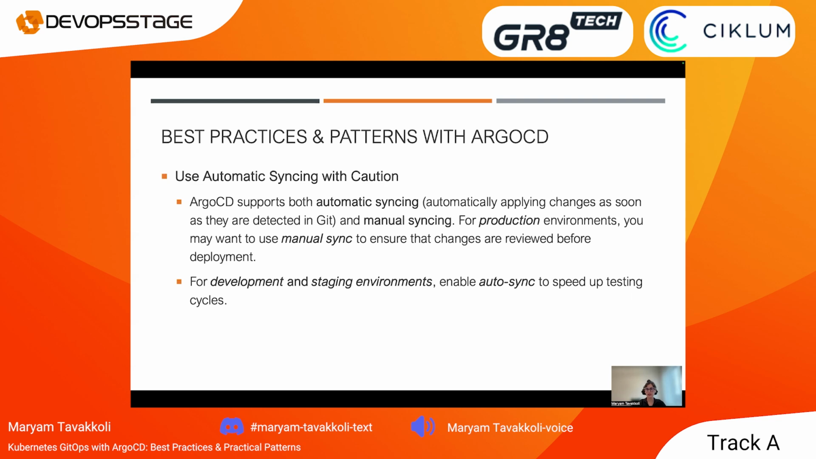But for production, maybe it's a better approach that you let those changes happen in Git, you review how it looks like in dev and staging, and then with a manual sync, you allow it to be deployed in your clusters. So the point is that use this automatic syncing with caution, because if you have it set to automatic on production, it means that you will continuously get the recent changes in your Git repo. And if there has been some mistakes or issues, you wouldn't catch it in time.